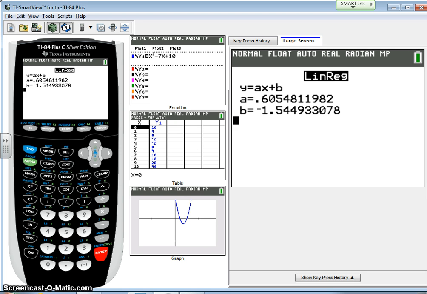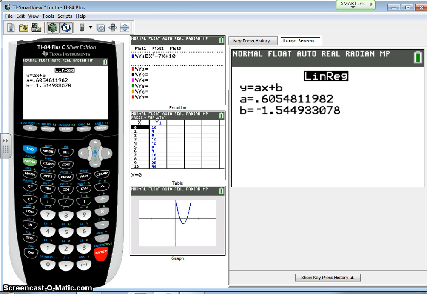Now it's written in this way: y equals ax plus b. They tell us that the slope, or a, is 0.61 when you round to the nearest hundredth, and b, the y-intercept, is going to be -1.54 if we round that to the nearest hundredth. So we quickly have the equation of the line for this.